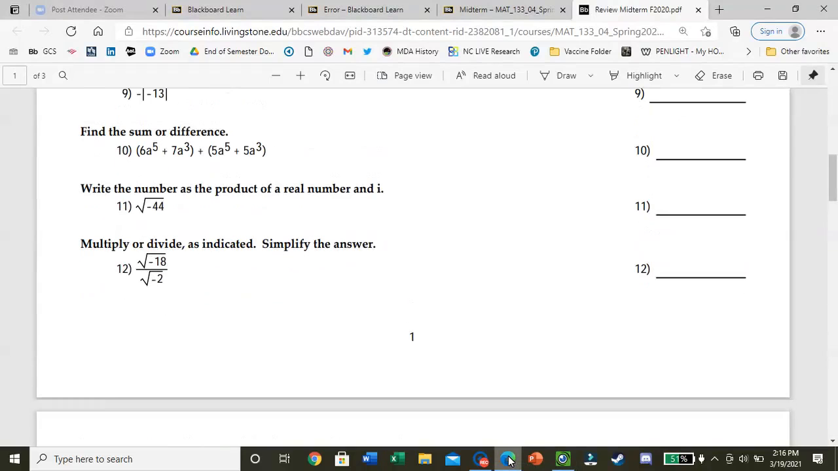Okay, find the sum or difference of polynomials. Any questions with that? Yes? Okay. All right, let's look at that.